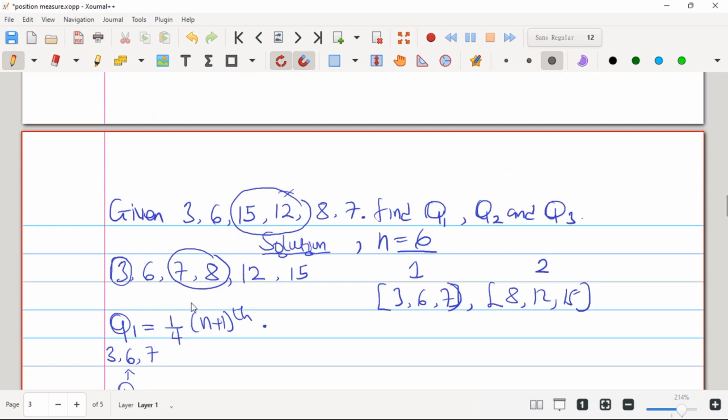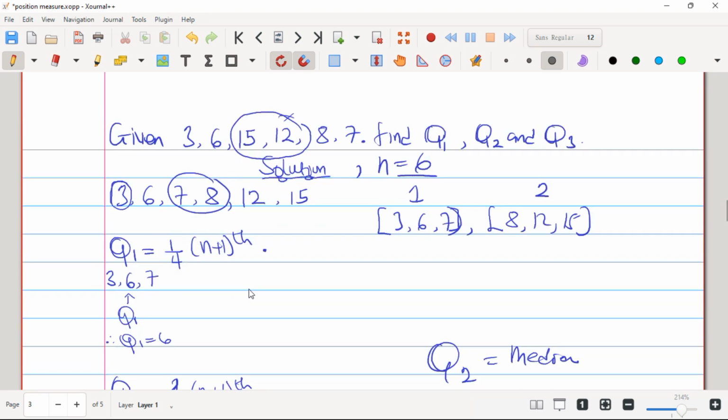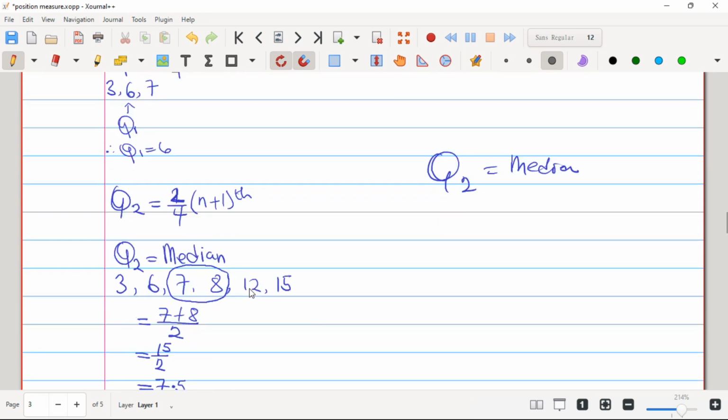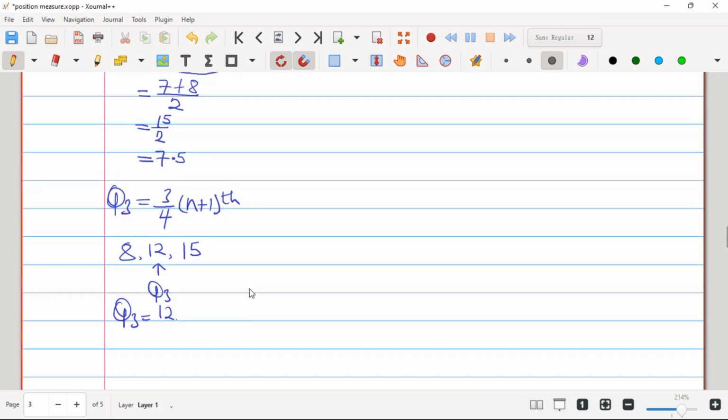This is how we will solve our quartiles when our n is even. When our n is odd, we are going to use the formula that I showed you first. But if our n is even, we just divide it into 2. The middle ones will be the first quartile and the third quartile, and then you choose the midpoint to be your second quartile, and then the work is done.